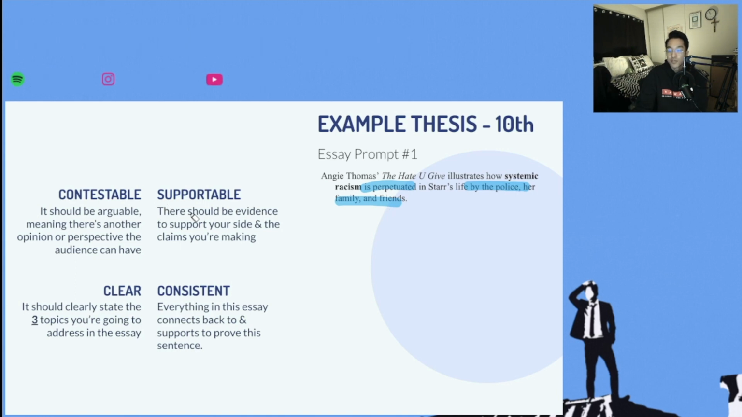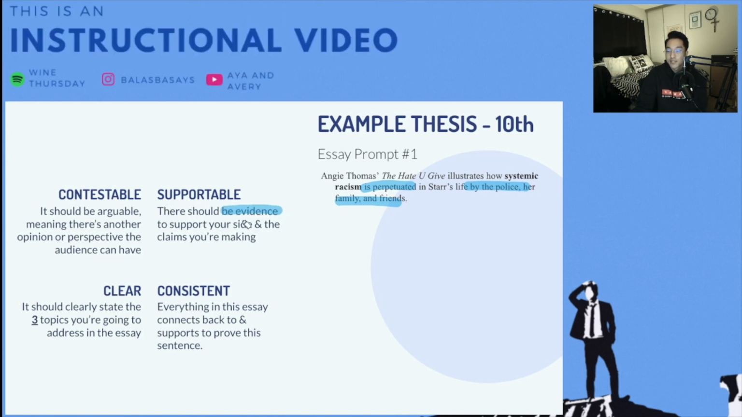For the support, this writer is definitely going to find some evidence of her friends, family, and the police, and them perpetuating systemic racism. The 3 topics are clear, right? We have the police, we have her family, we have her friends, and consistent and supportable kind of fall in line with one another. What about prompt number 2?